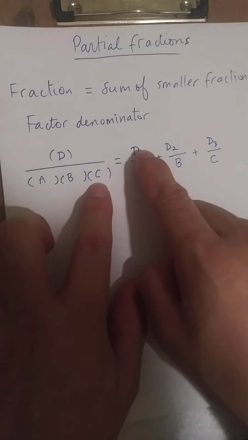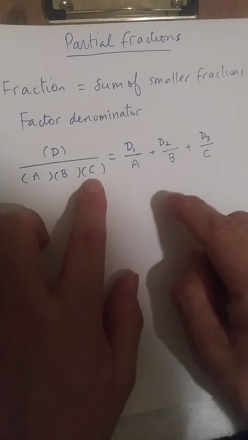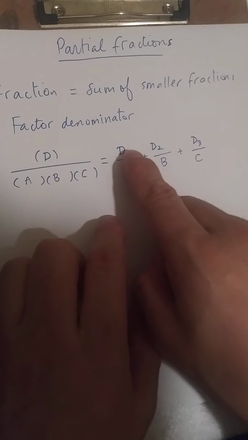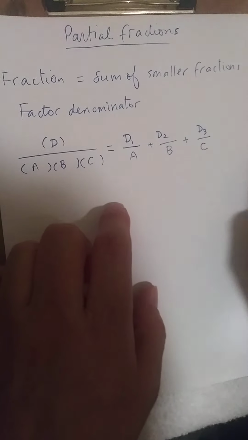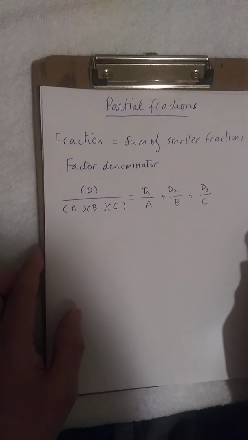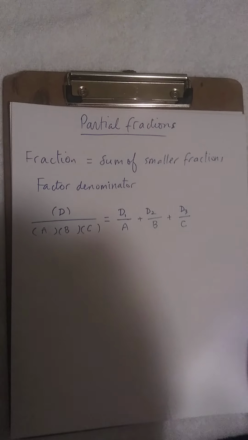And what's going to go in the numerator, we have to calculate. It's not going to be D. It's going to be different expressions or numbers, D1, D2, and D3. For example, how do you pick D1, D2, and D3? How do you find them?